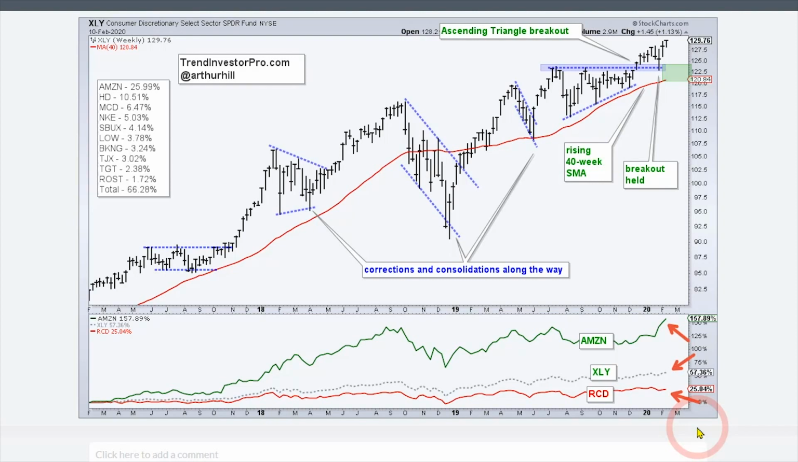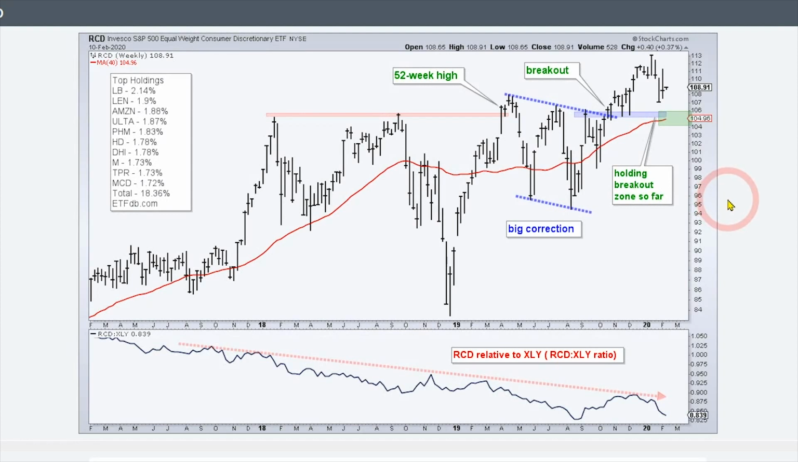It's just that Amazon is really powering XLY, and that's why it is up so much more than RCD. It's not that RCD is underperforming again. It's just that XLY is really outperforming. Relative weakness doesn't mean something is actually weak. It just means it's less strong than the other sometimes.